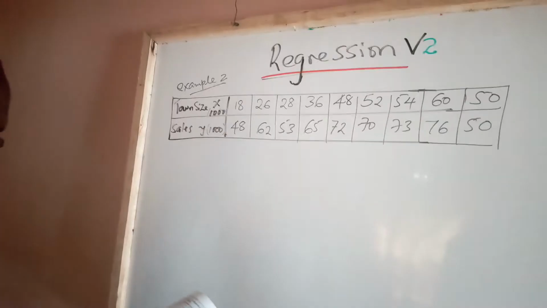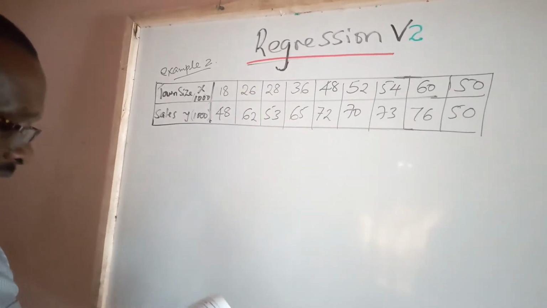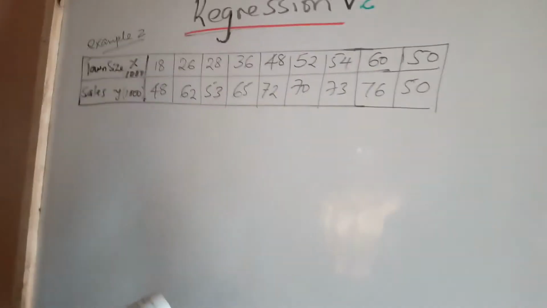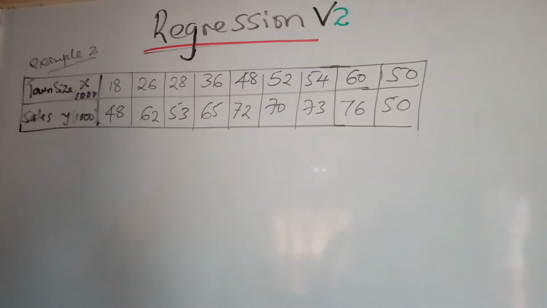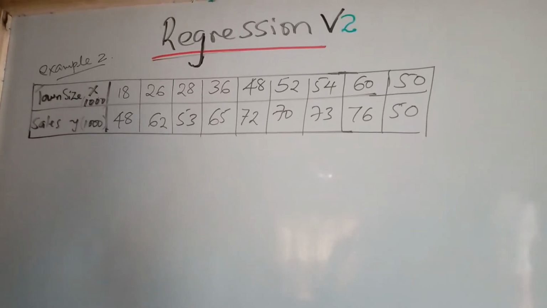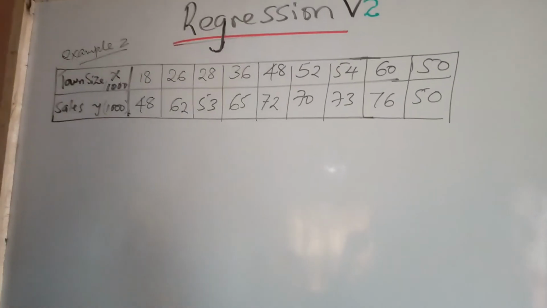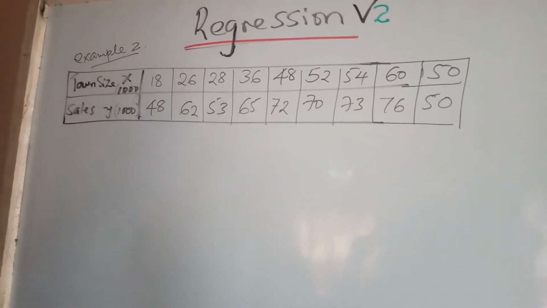The points on a scatter diagram follow a linear pattern. A straight line can be used as a model for the relationship, and the line of best fit is the straight line that best models the relationship. We are going to see that in example 2.